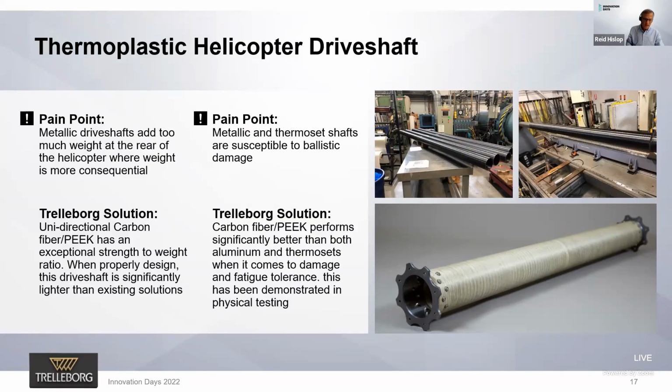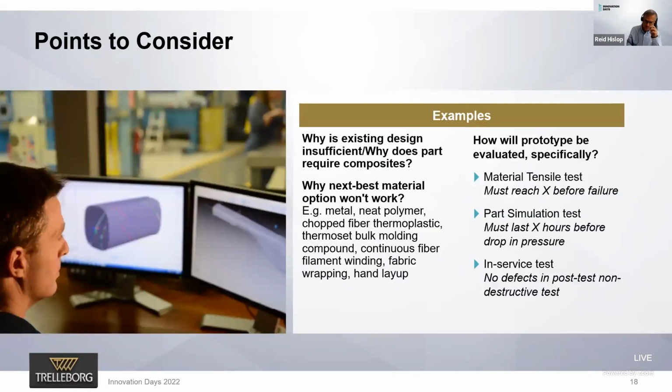So with all of this, how can composites be used within your organization? A couple of key points to consider. What is it about your existing materials that aren't getting the job done? What are some other options that you consider or could be considering? What should I be thinking about in terms of overall testing? Tensile strength, part simulation, in-service tests. These are all things that we take into consideration with our customers when they're looking at a composite solution.